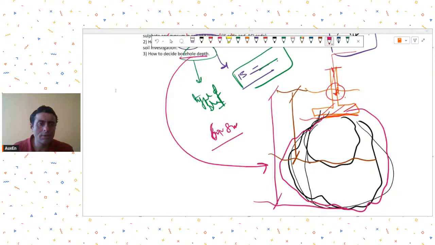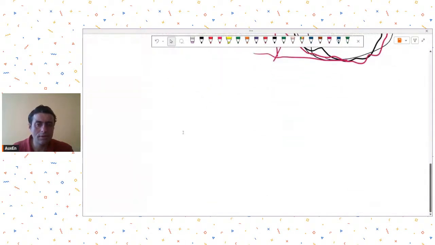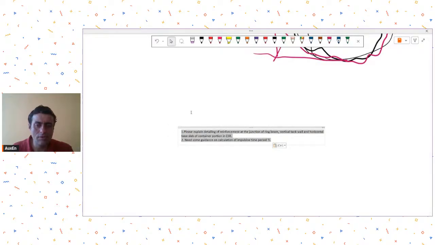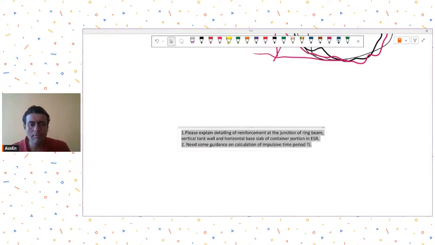Then the next question is from Engineer Akash Babar. He is a working professional from Sangli again. What is his question? Please explain detailing of reinforcement at the junction of ring beam, vertical tank wall, and horizontal base slab.